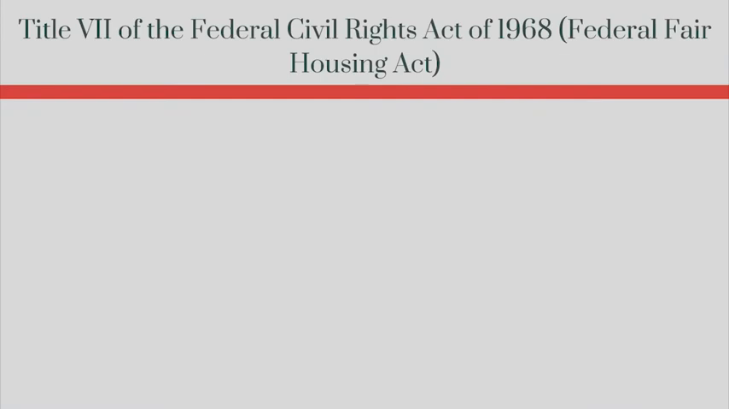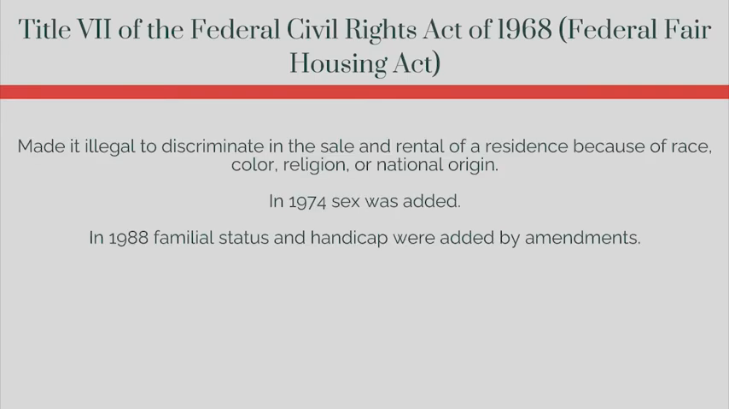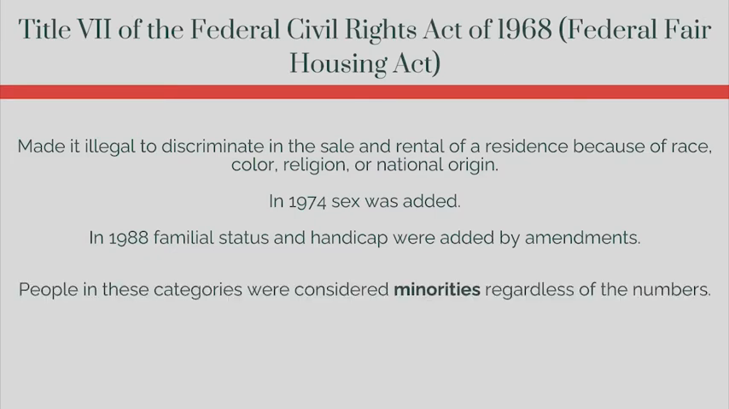Title VII of the Federal Civil Rights Act of 1968, Federal Fair Housing Act. This made it illegal to discriminate in the sale and rental of a residence because of race, color, religion, or national origin. In 1974, sex was added. In 1988, familial status and handicap were added by amendments. People in these categories were considered minorities regardless of the numbers.